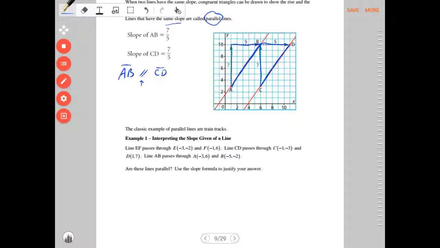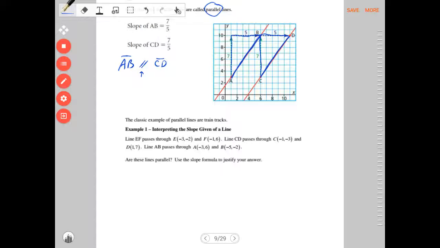The classic example of parallel lines are train tracks. Of course, those would never intersect. They would run concurrently beside each other, because what would happen if the train tracks weren't parallel? As the train gets further down the track, the wheels get closer together, and that would just be disastrous for the train.